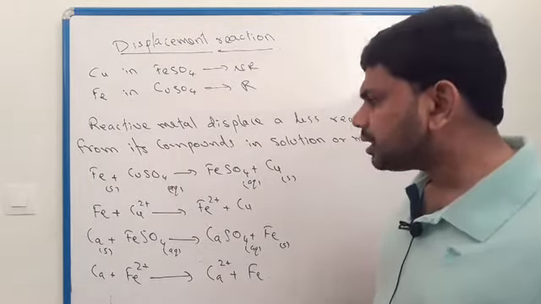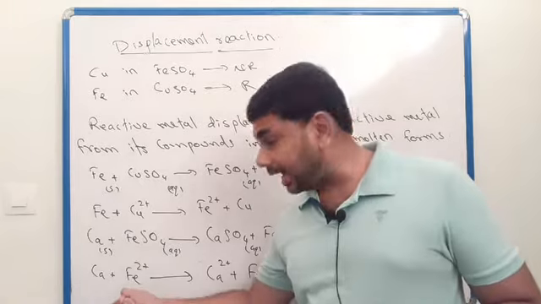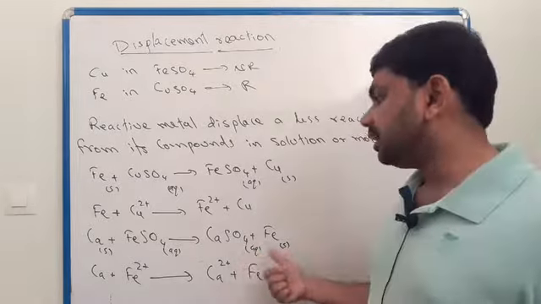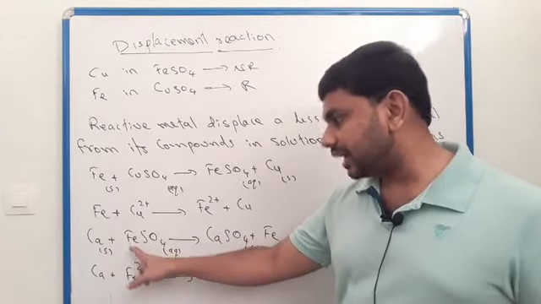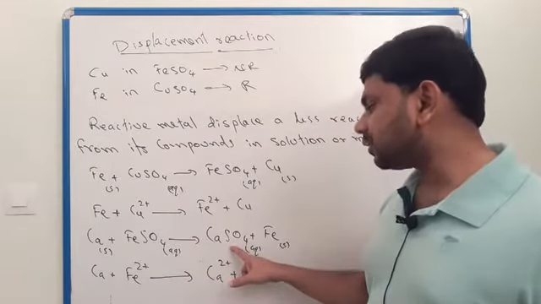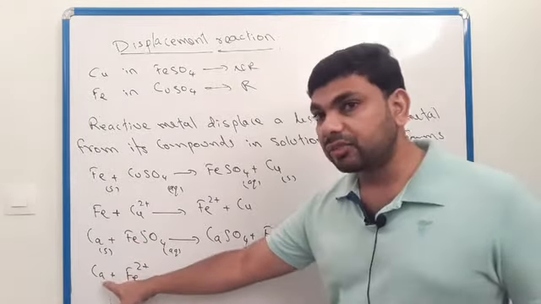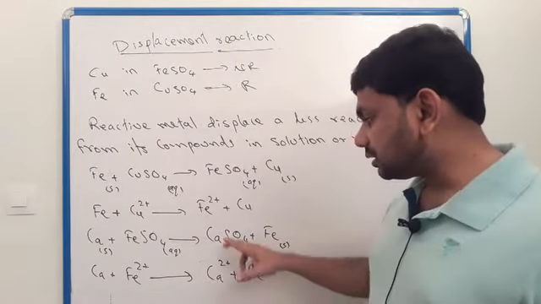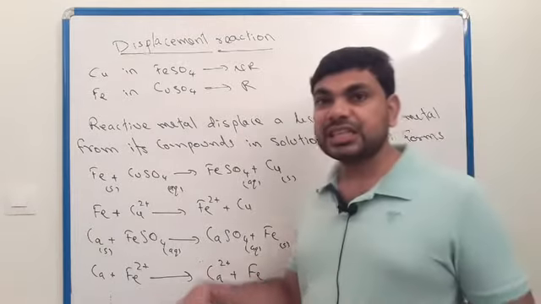Clear? Similarly, another example of displacement reaction. Calcium reacts with iron sulfate to form calcium sulfate and iron. Here calcium is more reactive than iron, so calcium will displace iron from this compound to form calcium sulfate and iron. Clear? And here calcium has oxidation state 0, and iron is Fe2+. So we can write Ca plus Fe2+ giving Ca2+ plus Fe. This is the ionic equation for this displacement reaction. Clear? So this is about displacement reaction.